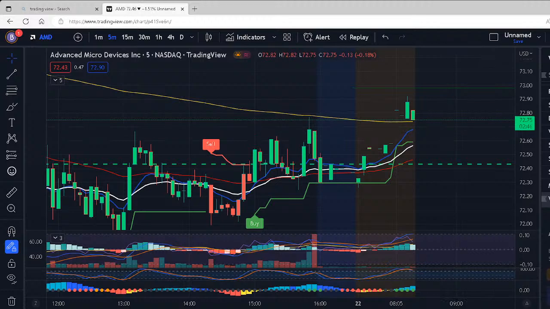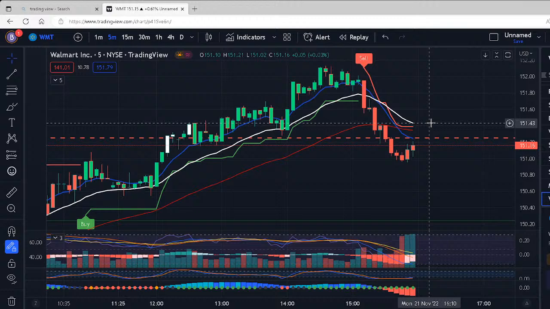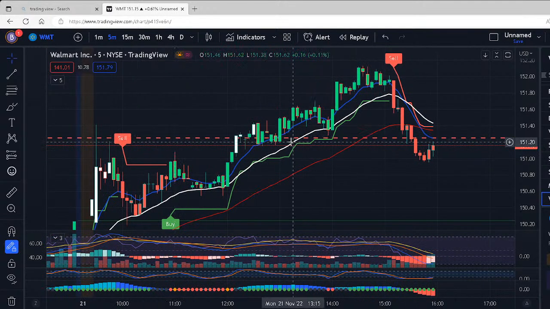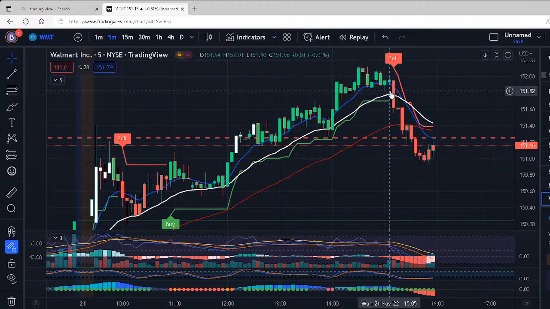For Walmart, as you can see, Walmart just ripped yesterday. I called it out in the chat yesterday. Watch out for the 150.28 level. That's a huge level. Once it made that support, it just ripped. Later on in the afternoon, it kind of just took that nice little dip, but it's still higher than before.